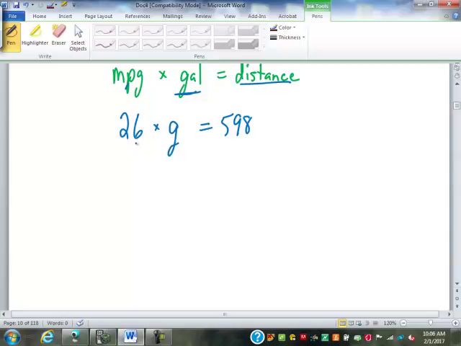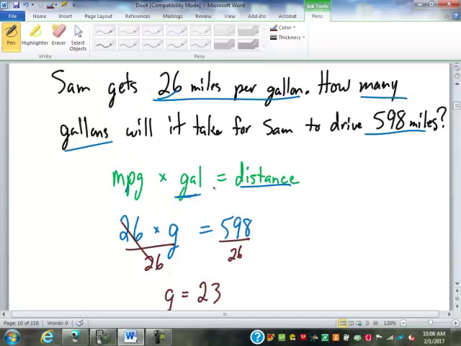So now, how do we solve for G? Divide by 26 makes that go away. We divide the other side by 26 to keep it balanced. G equals 23. So it takes 23. Now, with these word problems, we do have to make sure we go back and answer the question. The answer here is not 23. The answer is 23 gallons. It's asking how many gallons.